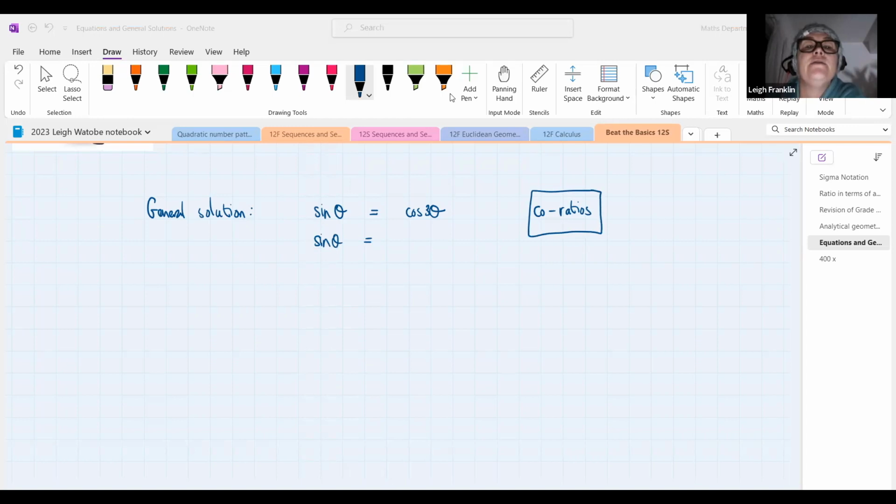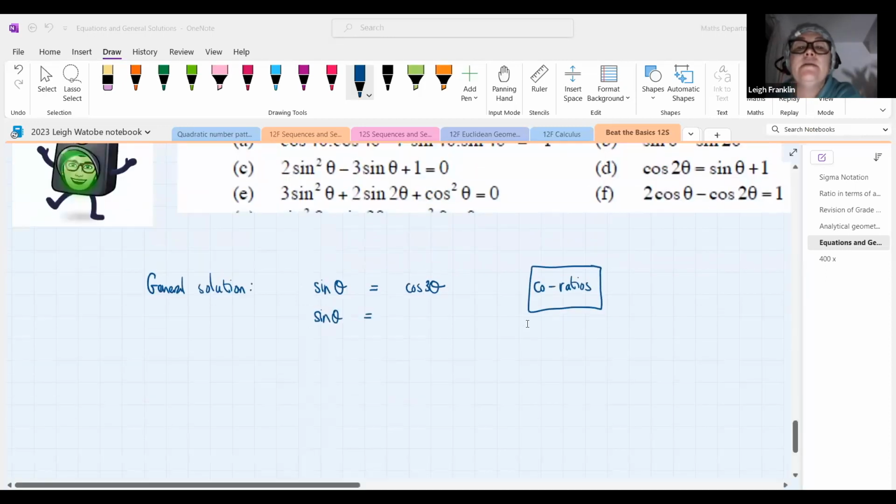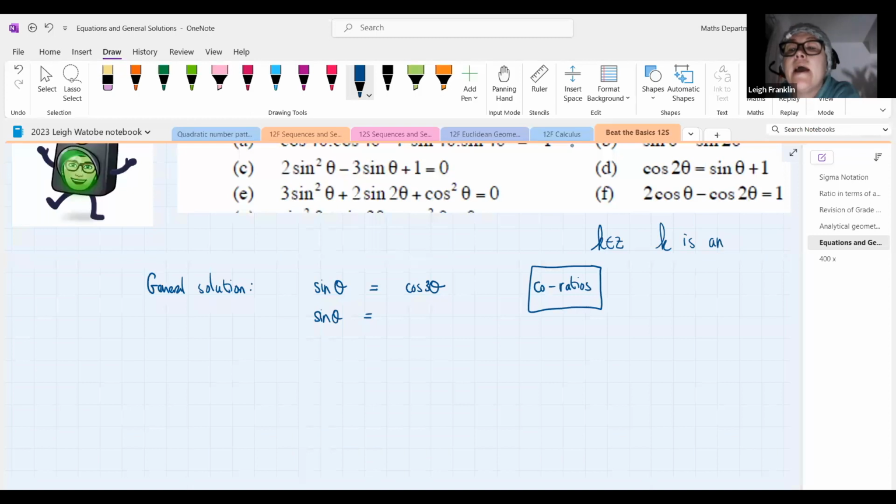Hang on a second, Swanaka. Sorry, Swanaka, just one second, everybody else. KEZ means that K is an element of the integers?